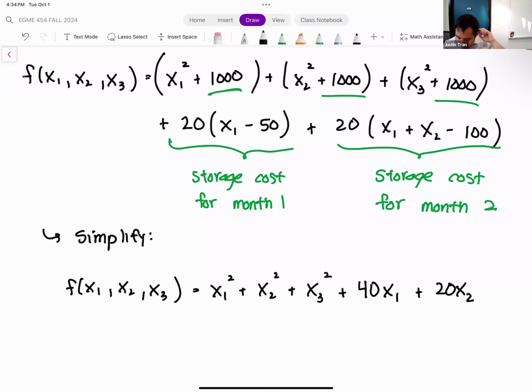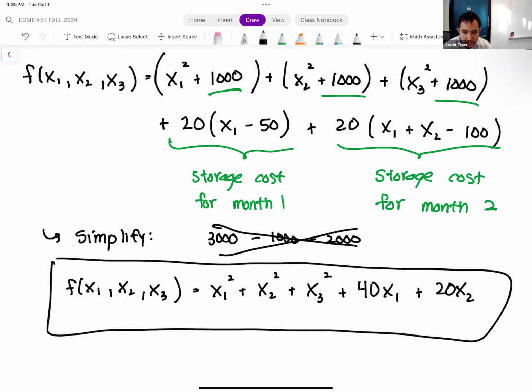Okay. And then for all the constant terms, you can see here that we have 3,000 that comes from the first 3 parentheses. And then 2 minus signs here that come from the other. We have a minus 20 times 50. 20 times 50 is 1,000. So we're going to do 3,000 minus 1,000. And then we have a minus 20 times 100. 20 times 100 is 2,000. Okay. So 3,000 minus 1,000 minus 2,000. All of those, of course, are going to cancel out. And so our final objective function only has the x terms.